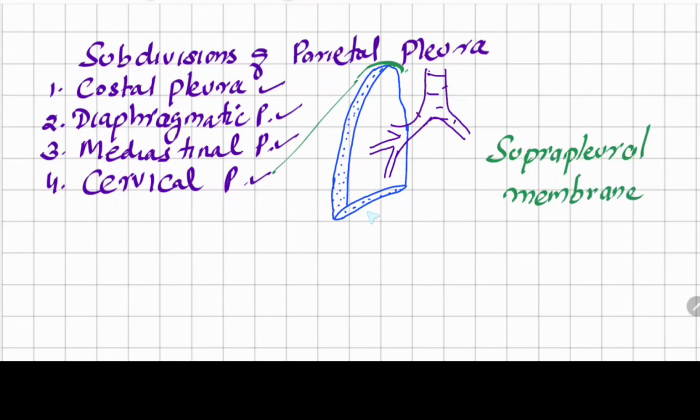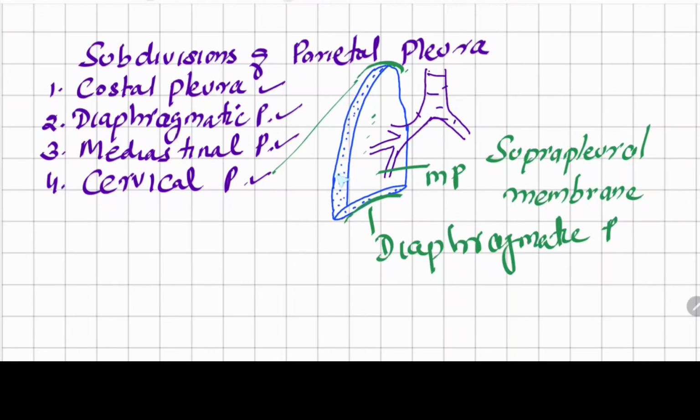The pleura which lines the diaphragmatic surface is known as the diaphragmatic pleura. The pleura which lines the mediastinal surface is the mediastinal pleura, and the pleura which lines the costal surface is known as the costal pleura. So these are the different divisions of parietal pleura: the cervical pleura, then the diaphragmatic pleura, then medially the mediastinal pleura, and laterally the costal pleura.